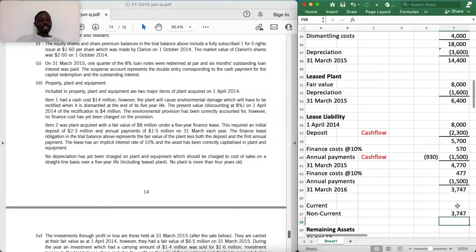Then the current portion, how much is the current portion? The current portion now should be the total balance at the end of our reporting period less the balance at the end of the next year. So this is the current portion. Or the current portion can also be found by saying interest that will be paid next year less next year's finance cost. We get the current portion. Now let's continue.